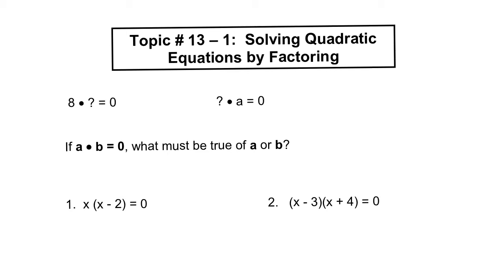Today we're going to be solving quadratic equations by factoring. If we have a times b equals 0, then we must know one of those two things is equal to 0. So either a is equal to 0 or b is equal to 0. That knowledge is going to help us solve quadratic equations.